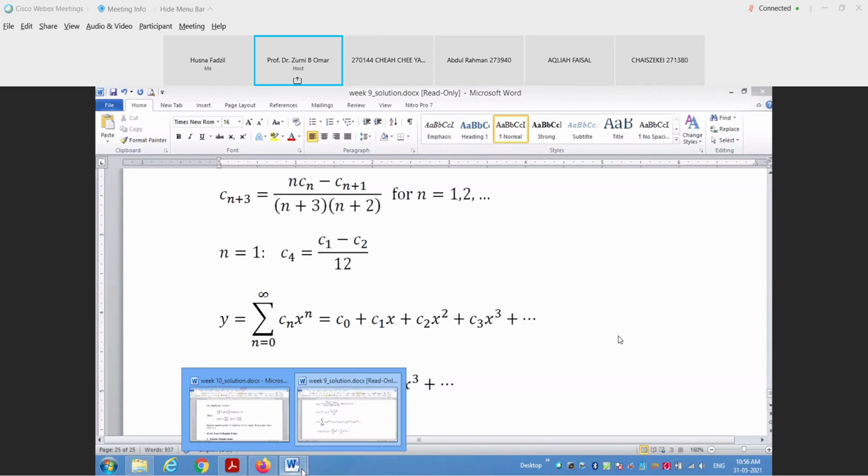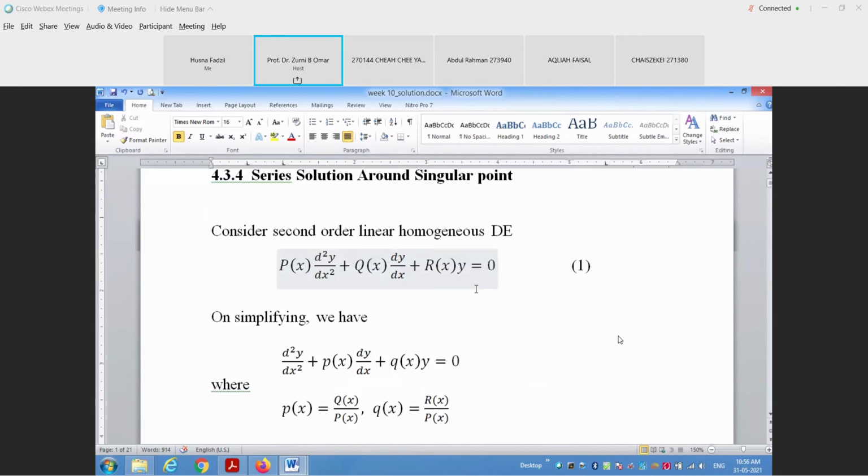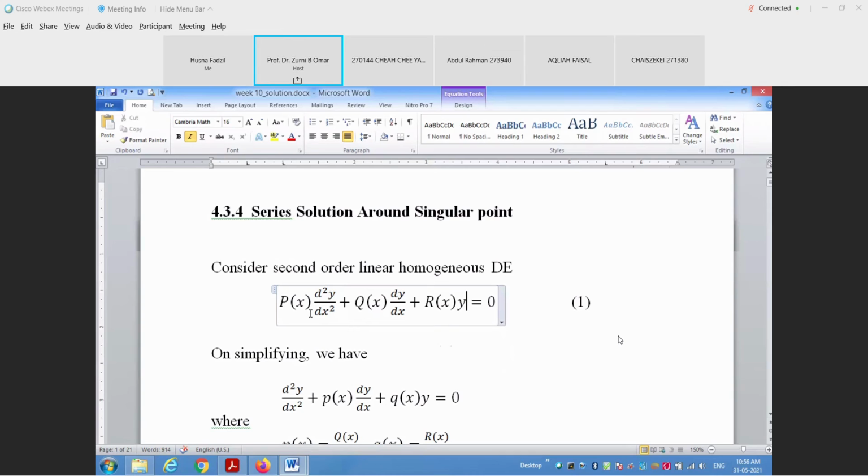So in this slide, we want to find a series solution around a singular point. Before this, ordinary points; now around a singular point. In order to do that, first we refer to equation number 1. Again, this is a linear second order homogeneous ODE.